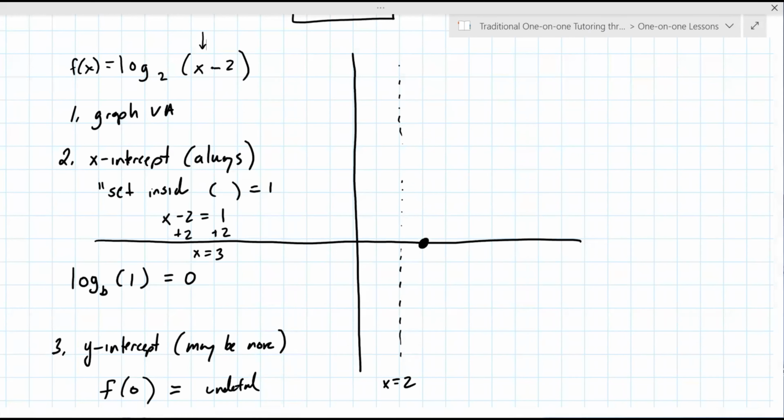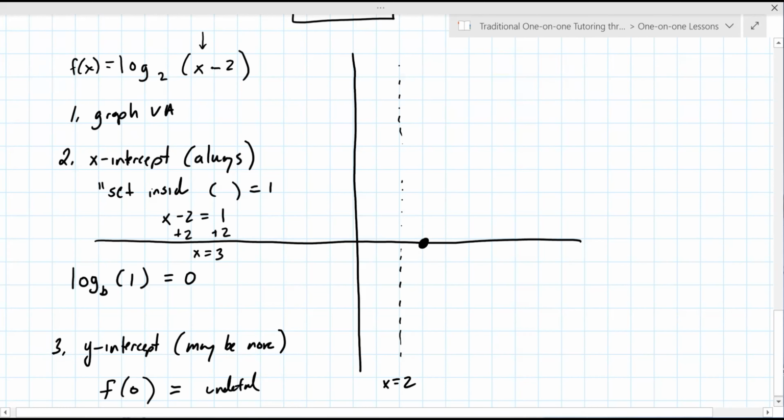Now, from class, do you remember how many points your instructor wanted when you graphed it? Because it says label key points. I think he wanted 2 or 3. So 2 points, we've already got 1. Now we have to understand how to evaluate log. And I'm not sure how comfortable you are with that.